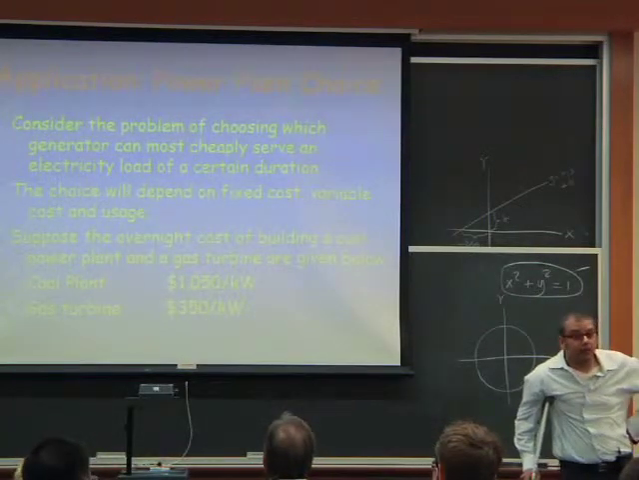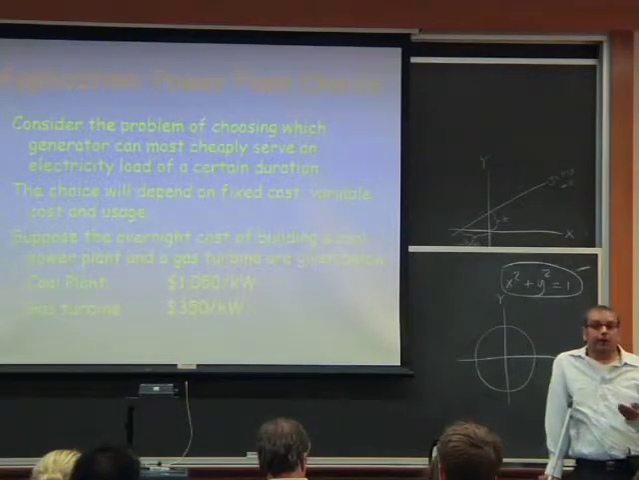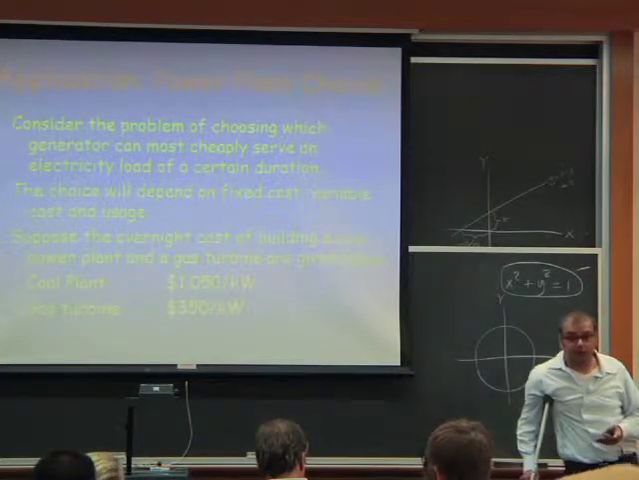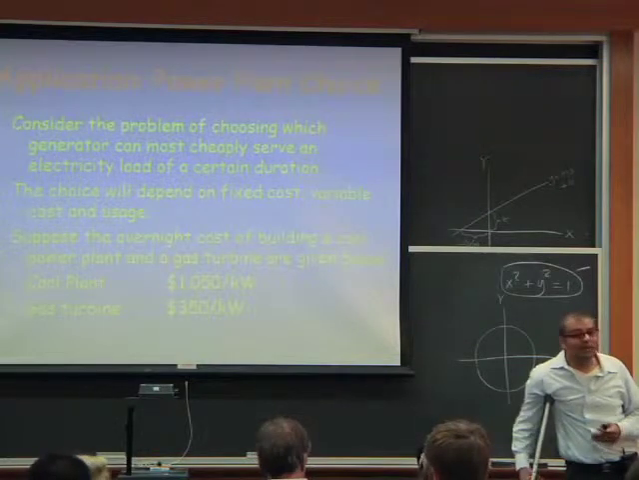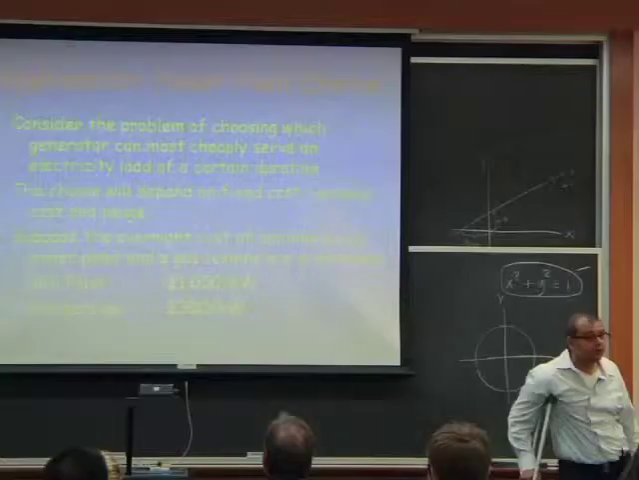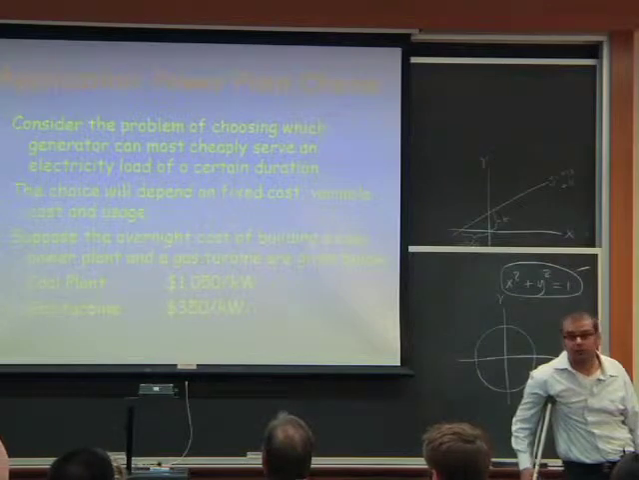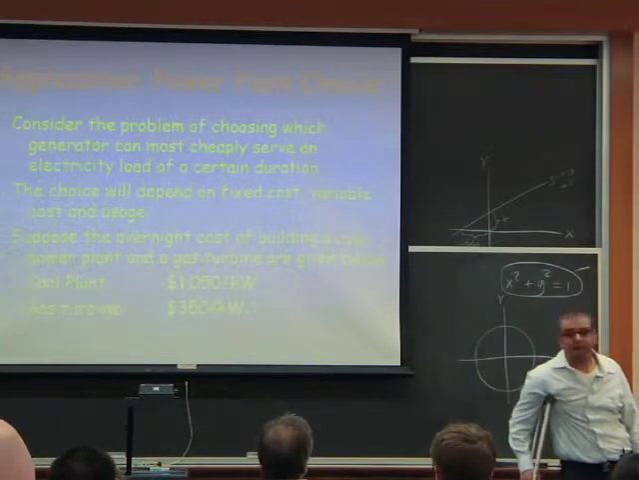On the other hand, a coal plant has much lower operating costs, much lower costs per hour of running and per kilowatt hour produced. Okay, so which should you use? Well, the answer is not obvious. If you are going to use it very little, then you don't care so much about the operating cost, that is the variable cost. So you're probably going to go with which technology? The gas turbine, right? If you're going to use it a lot, if you're going to use it all the time, then you're going to care about the operating cost, the variable cost, so you're probably going to go with the coal plant.